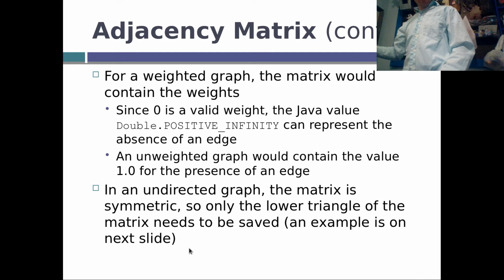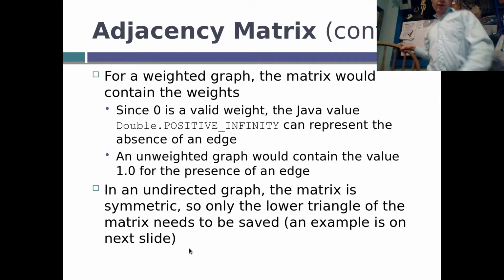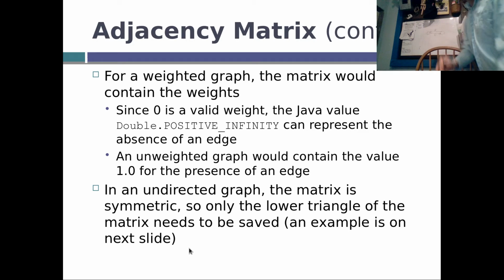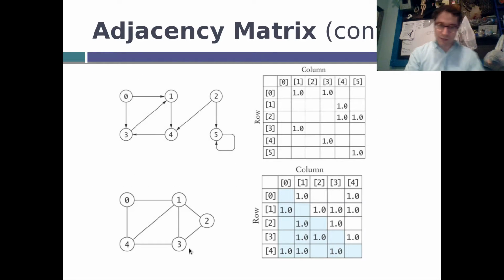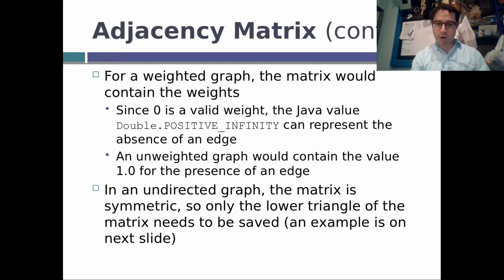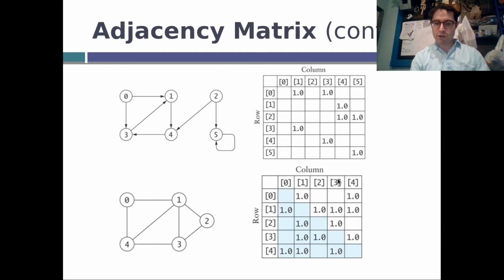So for an unweighted graph, we could also just use 1 for the presence of an edge. So here are 2 examples you can look at. And for an undirected graph, if we wanted to be smart about it, we could just store the lower triangular part because it would be symmetric. But here are 2 examples of that.